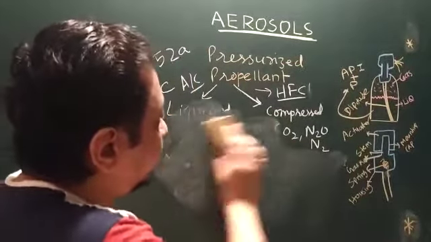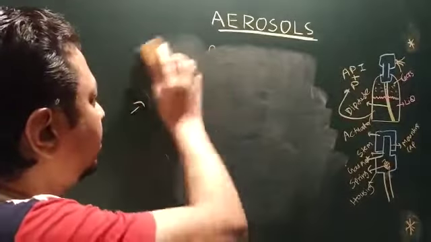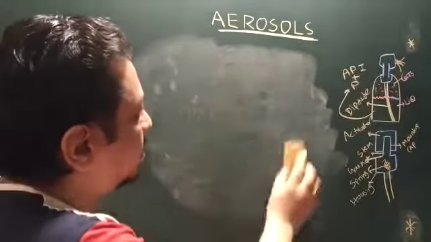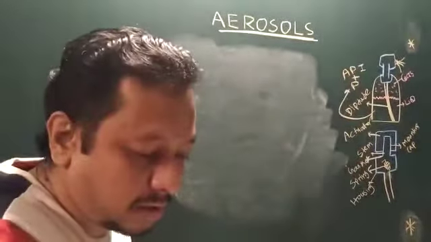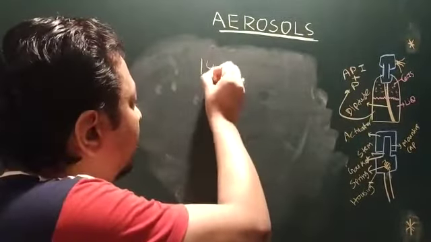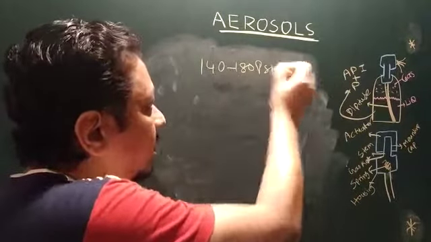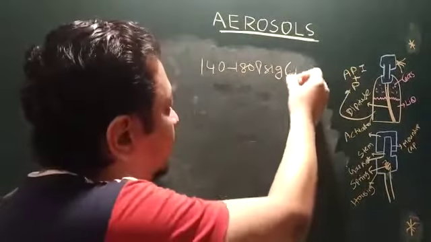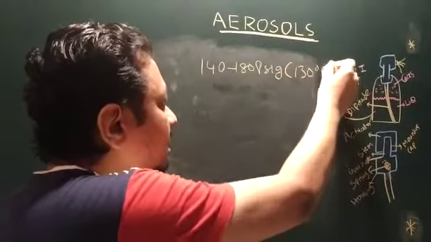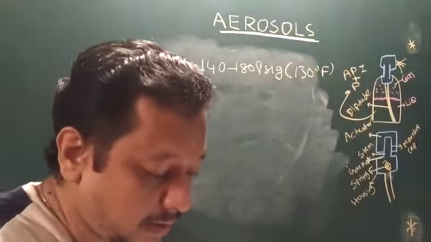Apart from the propellant, since it is a pressurized package, the container plays a very important role, because it should withstand a particular pressure. This was also a GPAT question: what is the range of pressure a container must withstand? The answer is 140 to 180 psig, and we use a temperature of 130 degrees Fahrenheit. This is the limit every container should withstand.